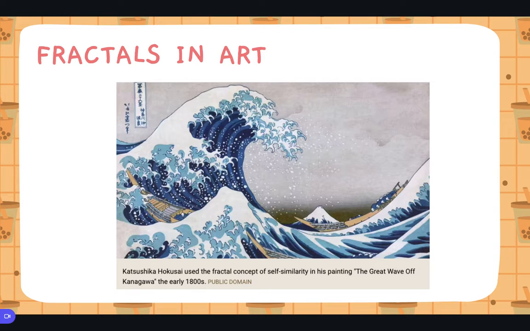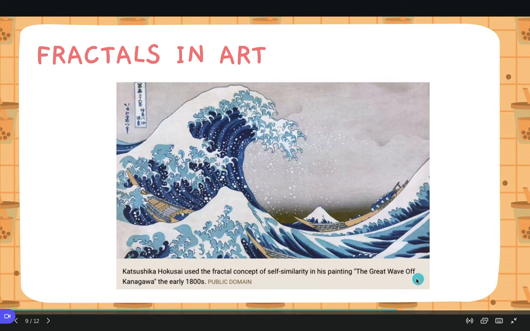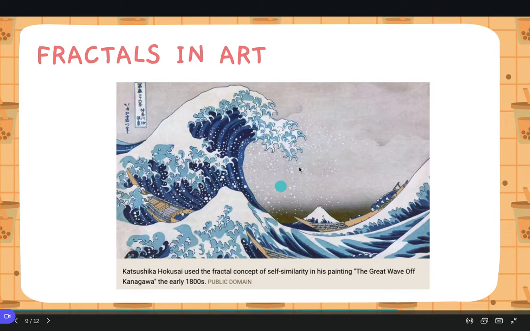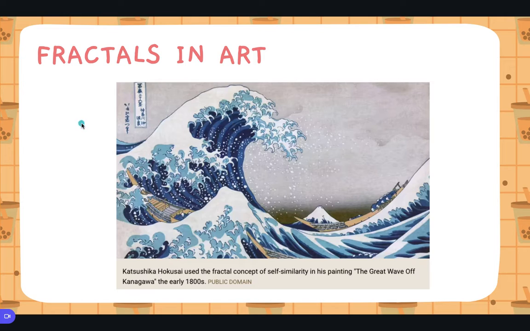Well, one can argue that fractals were even applied in various fields even before the term was created, especially through this famous artwork. It is The Great Wave off Kanagawa, painted by the Japanese painter Katsushika Hokusai. You can see that it was completed in the early 1800s, but the fractal concept of self-similarity is very obvious in his representation of the waves.